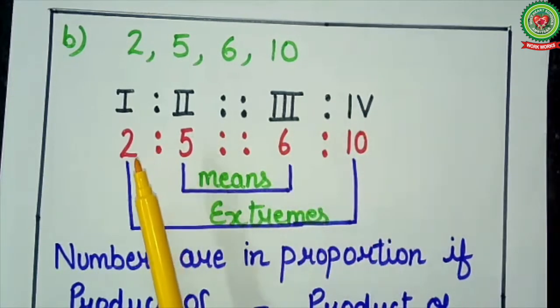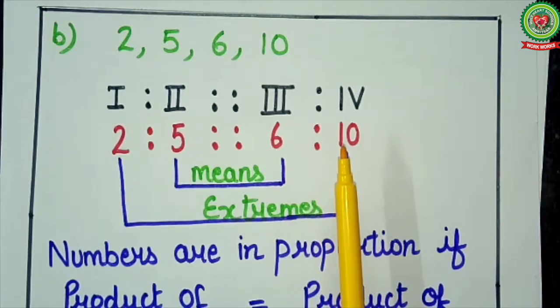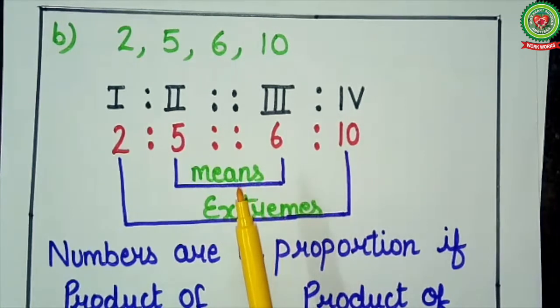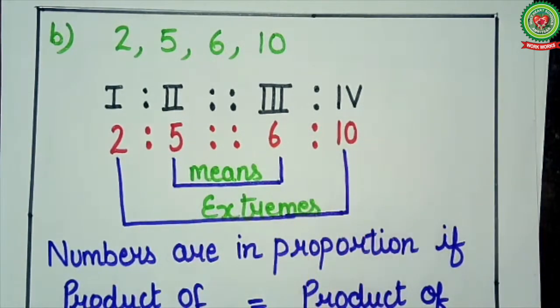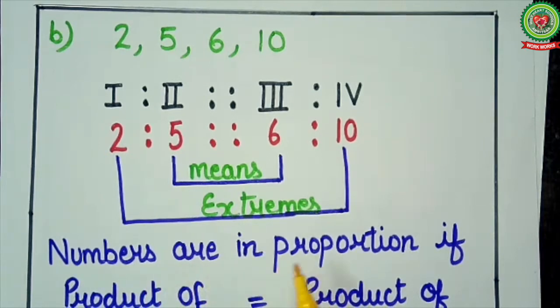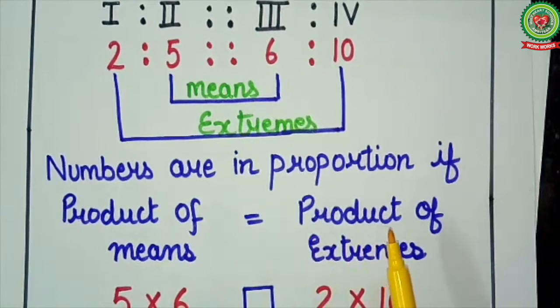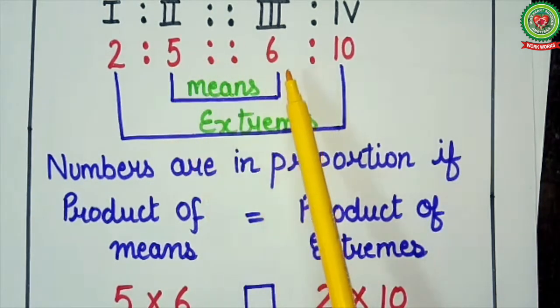It will come 2 ratio 5 as 6 ratio 10. So here 5 and 6 are the means and 2 and 10 are the extremes. Now apply the result. Here numbers are in proportion if product of means equals product of extremes. Now put the values. Means are 5 and 6.